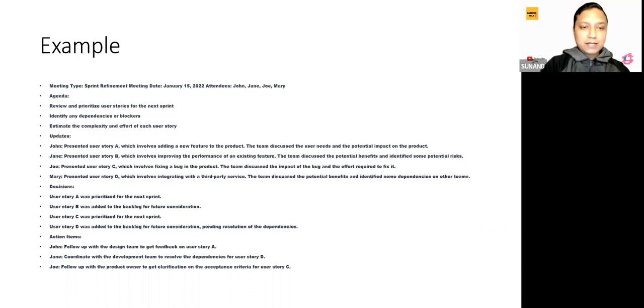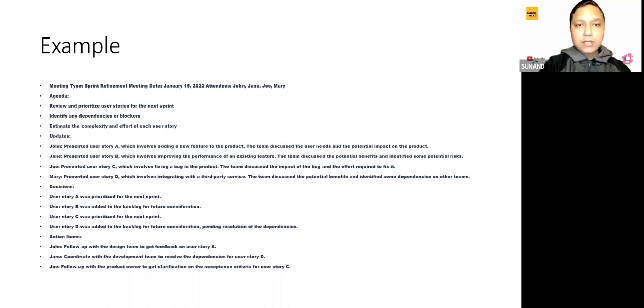User story D was added to the backlog for future consideration, pending resolution of the dependencies. And then an action item. So who is going to do what? Follow up with the design team to get feedback on user story A. Jenny is going to coordinate with the development team to resolve the dependencies for user story D. And then Joe will follow up with the product owner to get clarification on the acceptance criteria for user story C. This is a pretty standard MOM, which is created after the sprint refinement meeting.